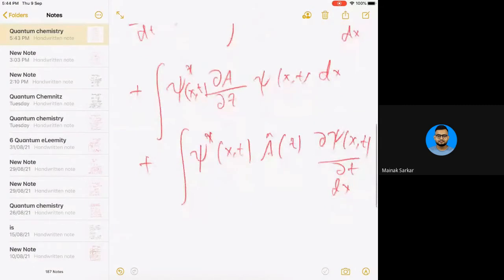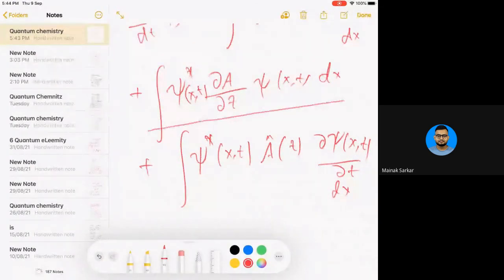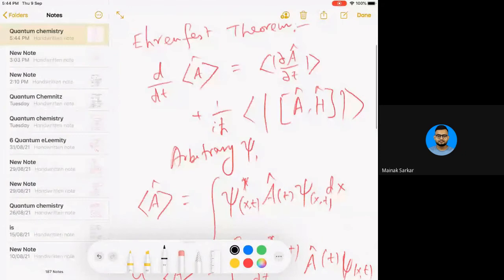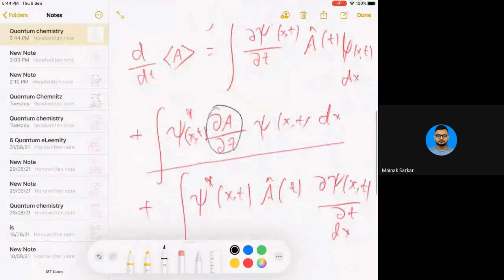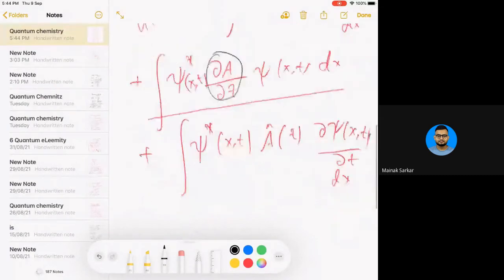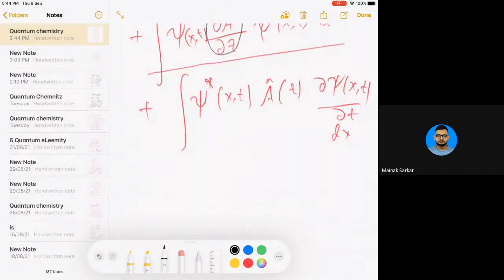Now clearly, when you look at the second term, this is an average value of the del A del t operator. So that really gives you the first term here. It's very easy. So we have to now analyze the first and the third term. This now comes from the time dependent Schrodinger equation. So we have H psi equal to i h cross del psi del t. Remember, this is a postulate. So it is true for any arbitrary psi.